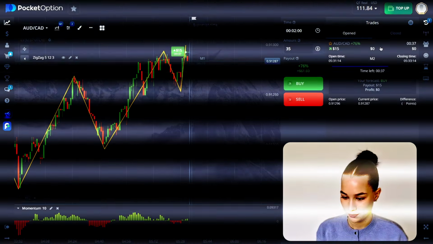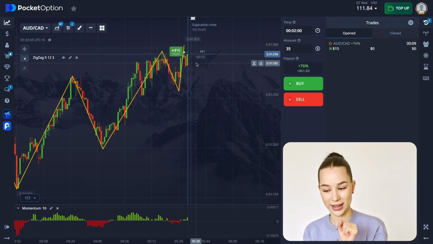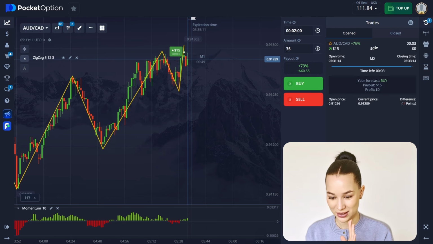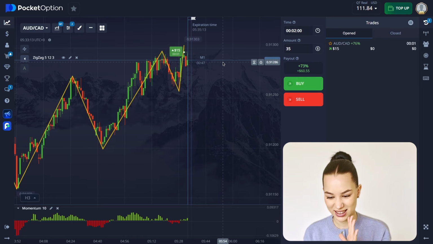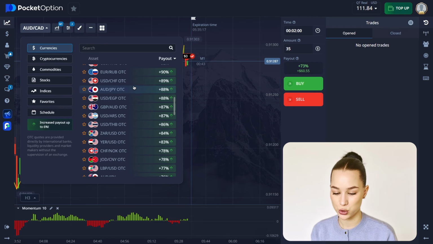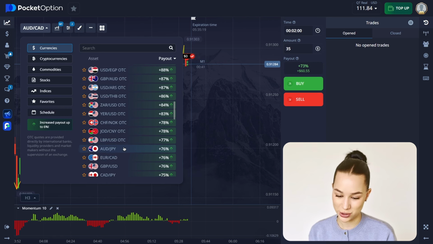Let's see. So guys, now we have 8 seconds till the end of this trade. It was kind of closer in 3 points. We still have a chance, huh? No? Oh my god, no, we didn't close the trade in the plus. Okay, it's fine. I think it's time to change the currency pair because this one is kind of tricky.